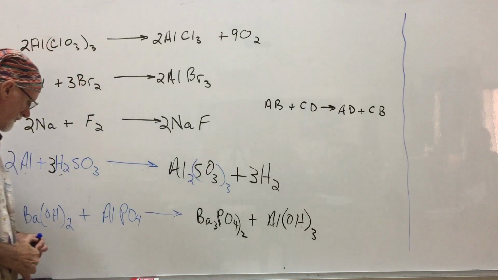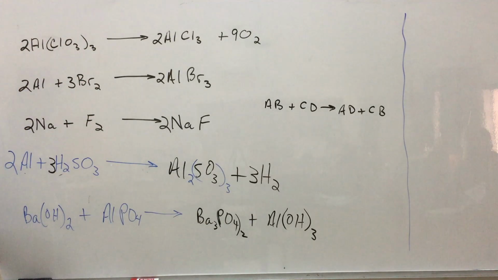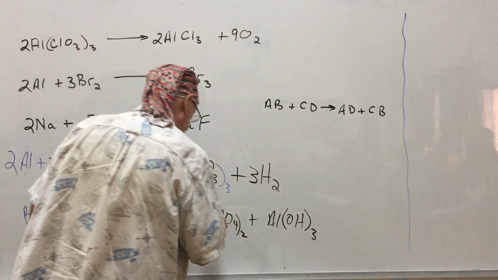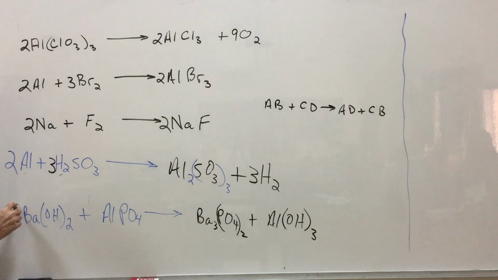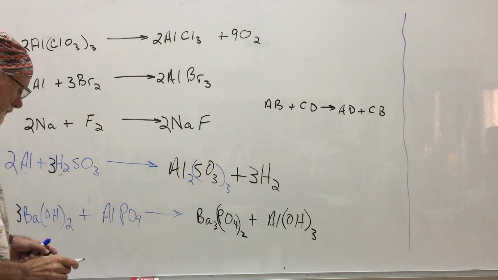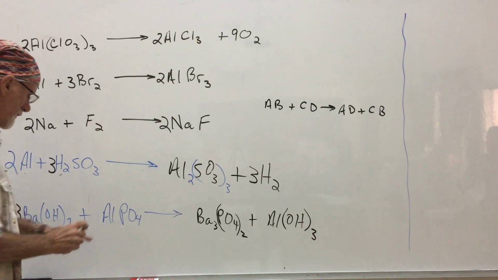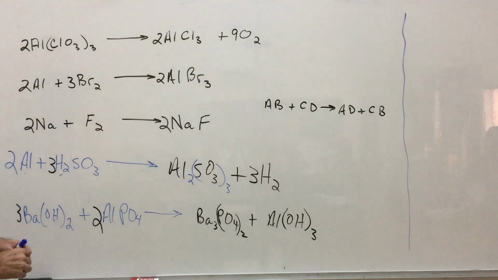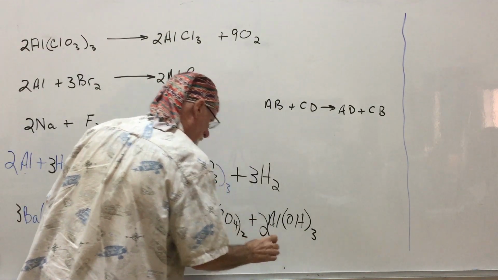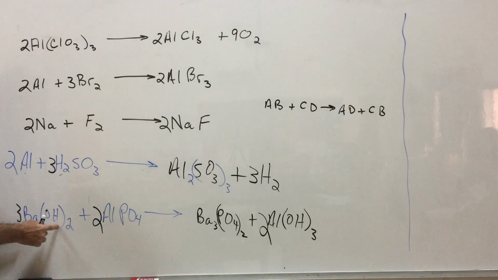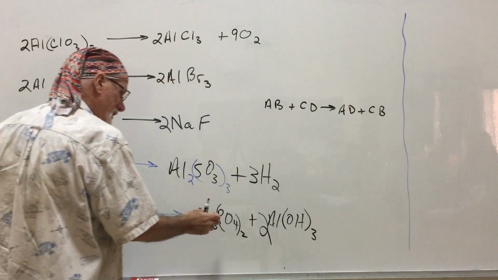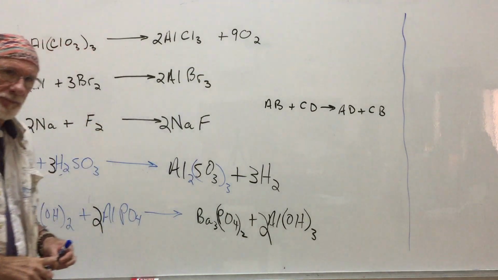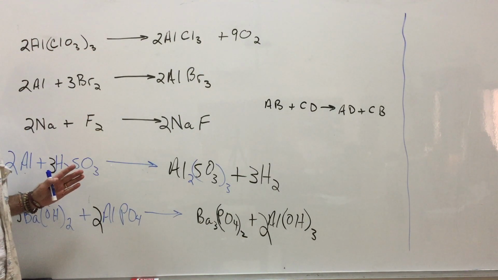Now balance it. How do I balance it? You put 3 before barium, 3 barium on the left side. 3 there, I put barium here, 3. Good. And then you put 2 on both sides. 2 aluminum, 2 aluminum on the right side too. So I got 6 hydroxide and 3 barium. Good. 2 phosphate, 2 aluminum. Good. Easy?